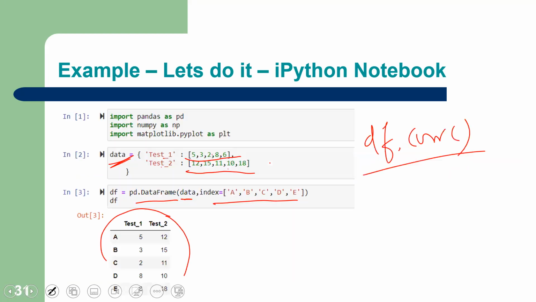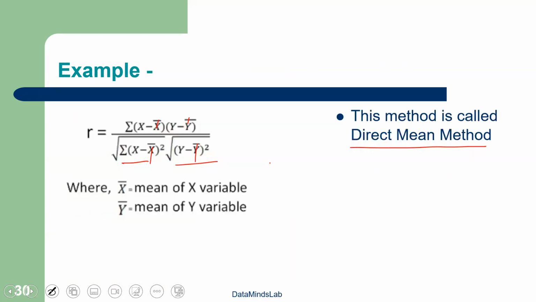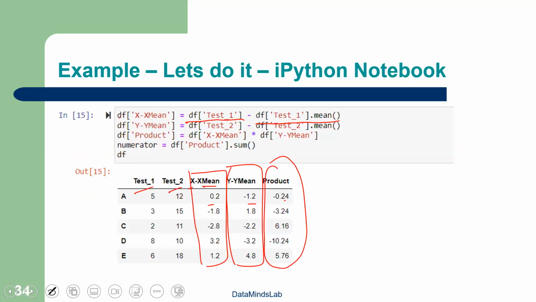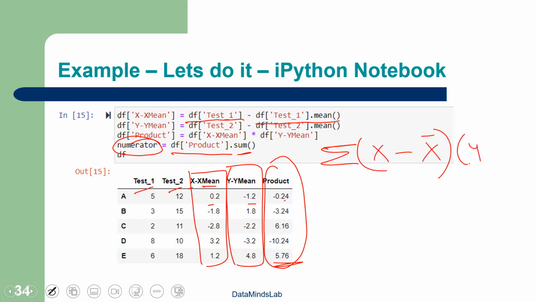If I go back and check, this is my direct method: summation of x minus x bar times y minus y bar, taking the summation of the total product. This product summation is required for me, which is the reason I have taken df product sum here. That will become the numerator: summation of x minus x bar, y minus y bar. You can see x minus x bar here and y minus y bar here. Then take the product of both and do the summation. That is the numerator I have got.